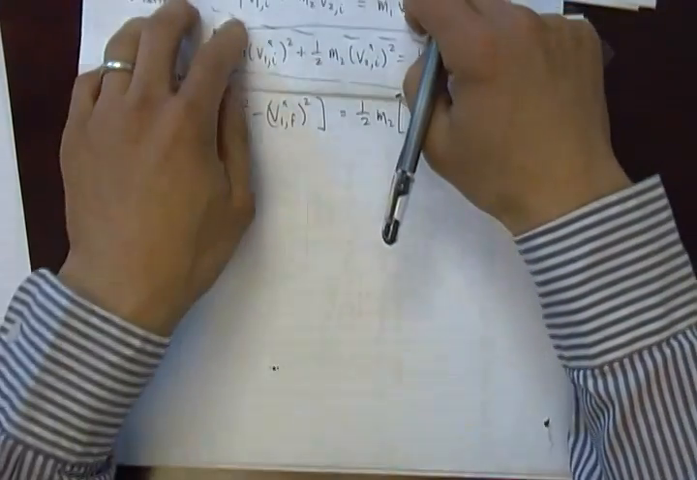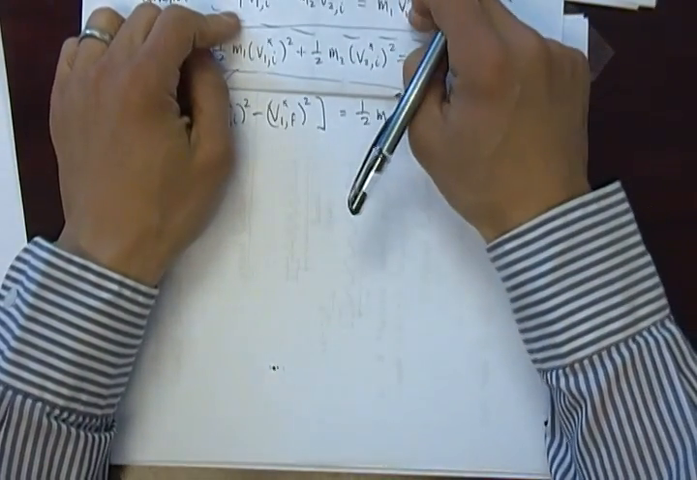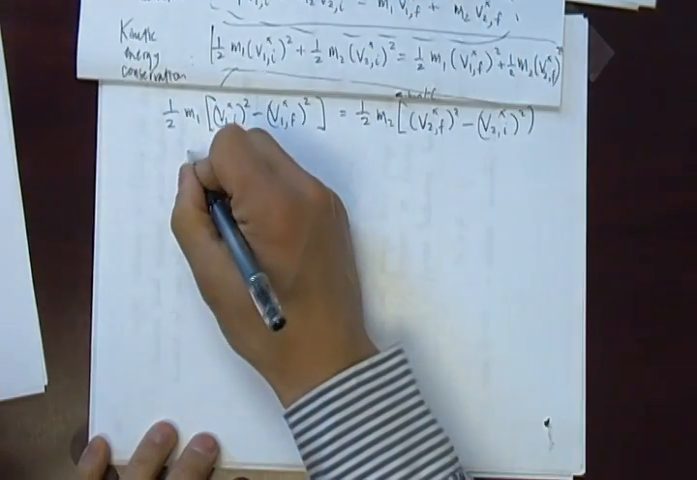Alright, and I'll do the same thing with the momentum conservation equation. I'll put the m1s on one side.